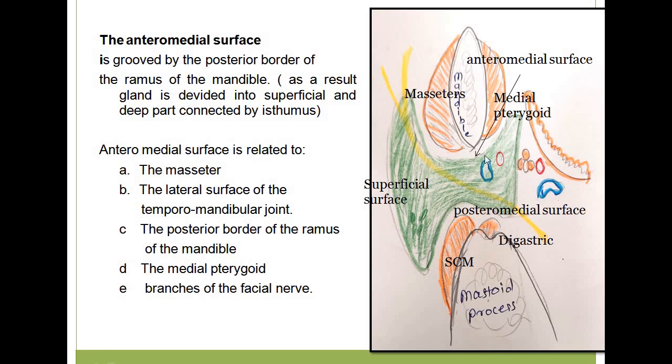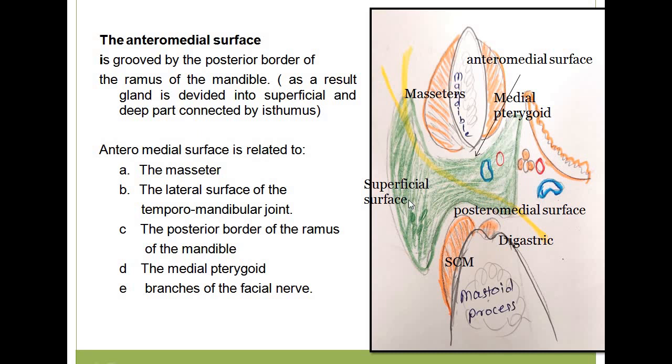This anteromedial surface is related with this muscle, that is the masseter, then the lateral surface of the temporomandibular joint, then the posterior border of the ramus of the mandible and the medial pterygoid muscle, as well as branches of the facial nerve. So these are the relations of this anteromedial surface: these two muscles, then this bone, the mandible, and the TM joint lateral surface, as well as this facial nerve.